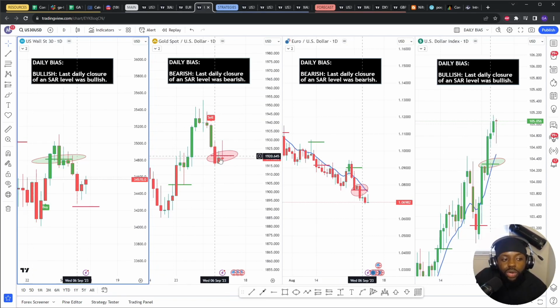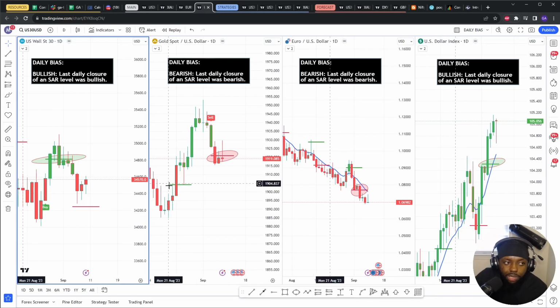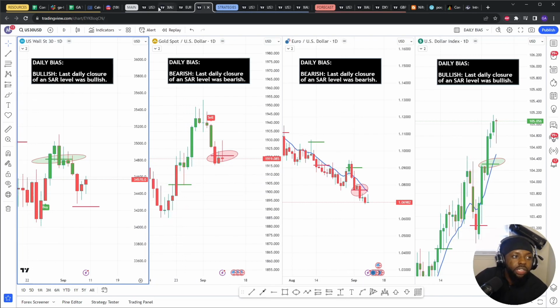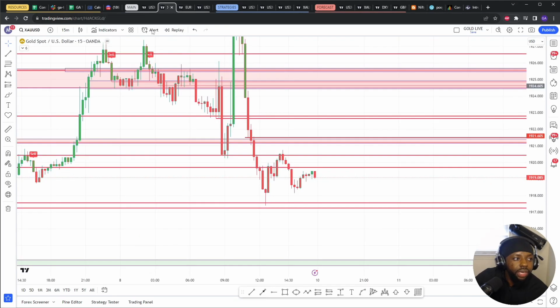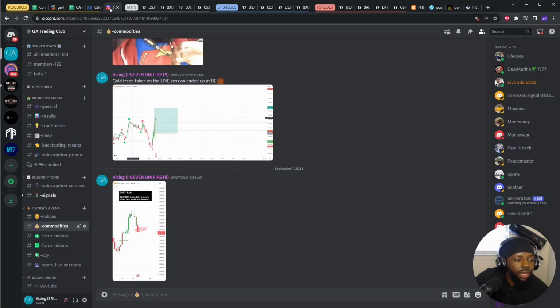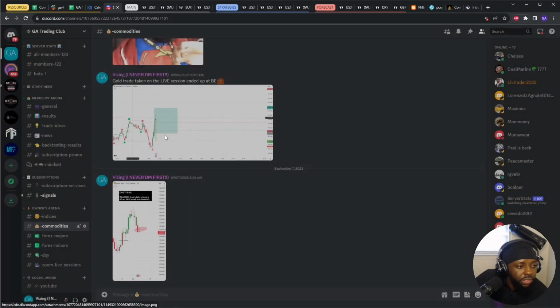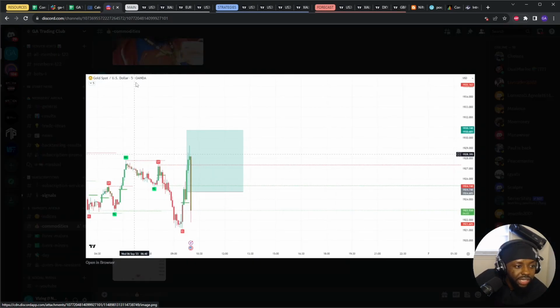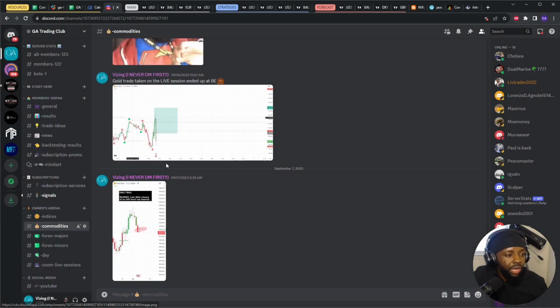But by the time we were trading, it was the morning of this day. So this daily candle had not yet closed. So at this point, I was still bullish on gold because the last closure of an SAR level was bullish. So that morning, let me see if I can try and get back to where that trade was. So again, you guys can see it was on the 5-minute time frame. It was during the live session, so around 9:30 a.m. So I'll go to 9:30 a.m.